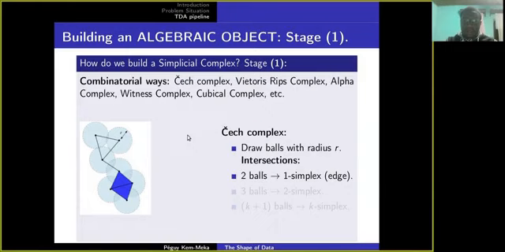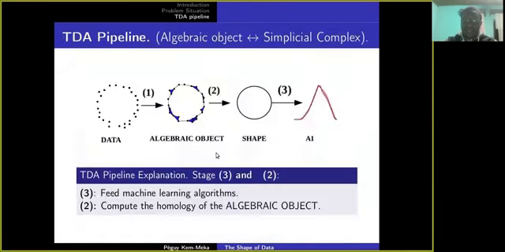This is nice, but you might ask yourself, how do we choose R? In fact, we don't choose any value of radius. We consider all possible values of radius, and we keep track of the evolution of the homology associated to each simplicial complex for a given radius. That means that this pipeline was not totally correct. Let us rectify it. I start with my data, and as I am building balls around each point with a certain value of radius, I will get many algebraic objects.